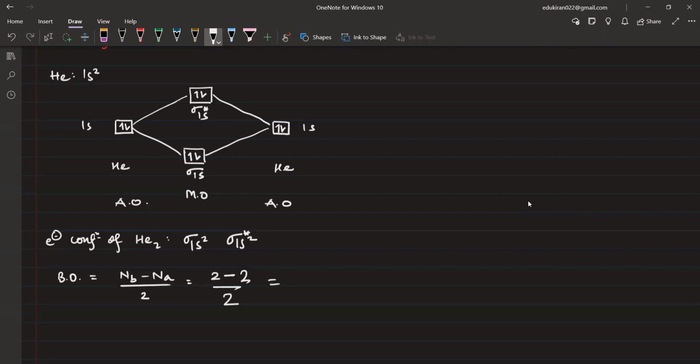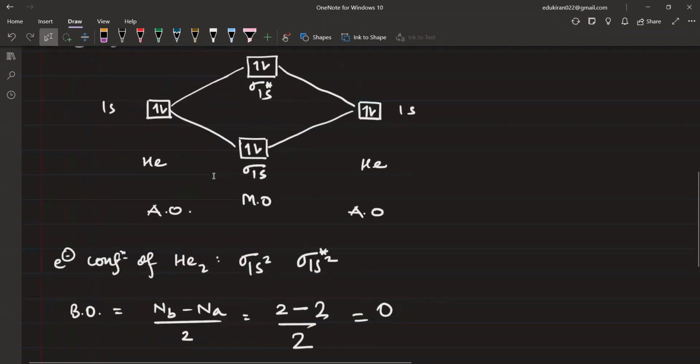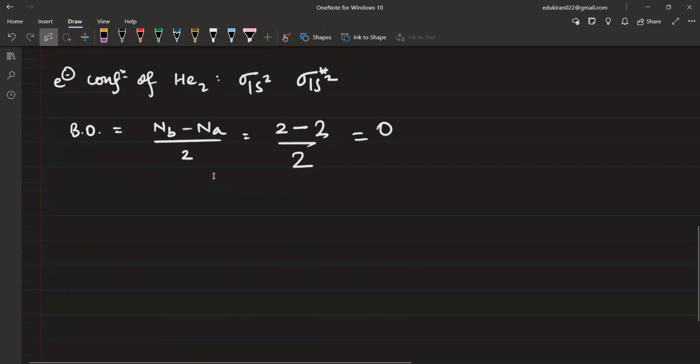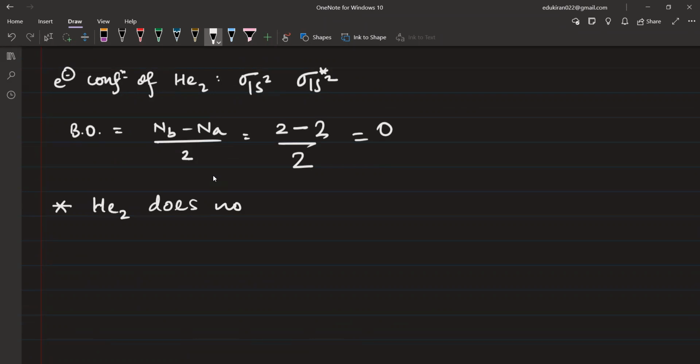Zero. Zero. 0. Yeah. Hiba, you're trying to say something? No, sir. Was there anyone who was trying to say something else? No. Okay. That means bond order is equal to 0. That means there is no bond between helium and helium. And if there is no bond between helium and helium, we can say that He2 does not exist, as bond order for He2 is equal to 0.